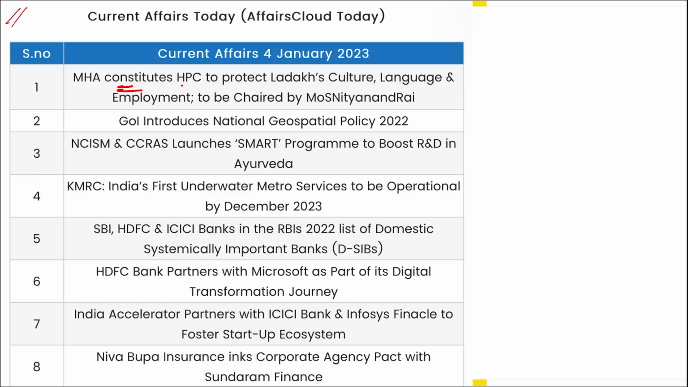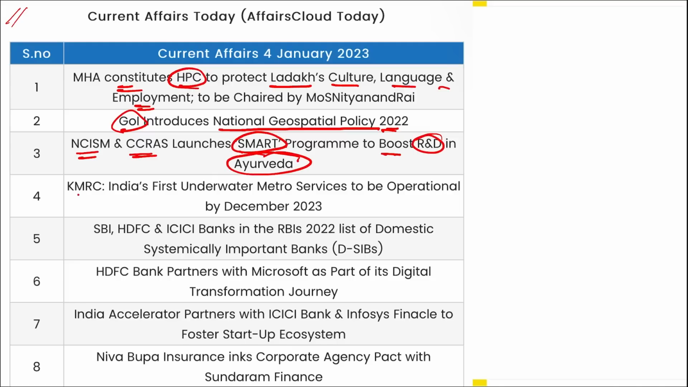MHA has constituted a high power committee to protect Ladakh's culture, language, and employment. Government of India has introduced National Geospatial Policy 2022. NCISM and CCRAS have launched a SMART program to boost research and development in the Ayurveda sector.